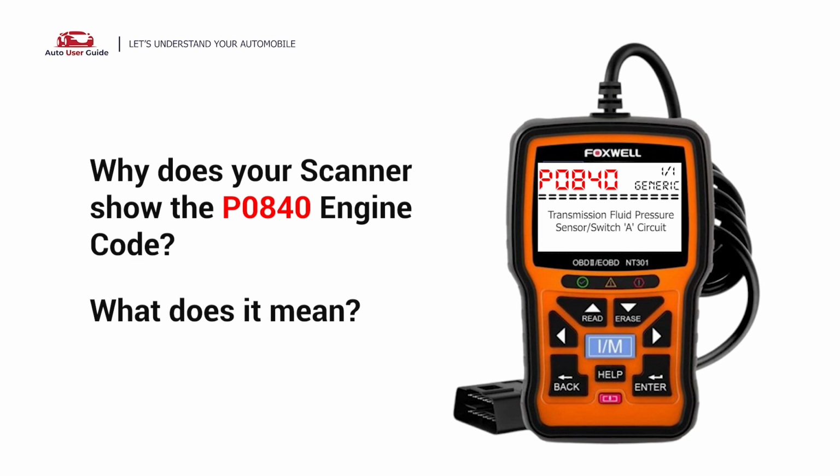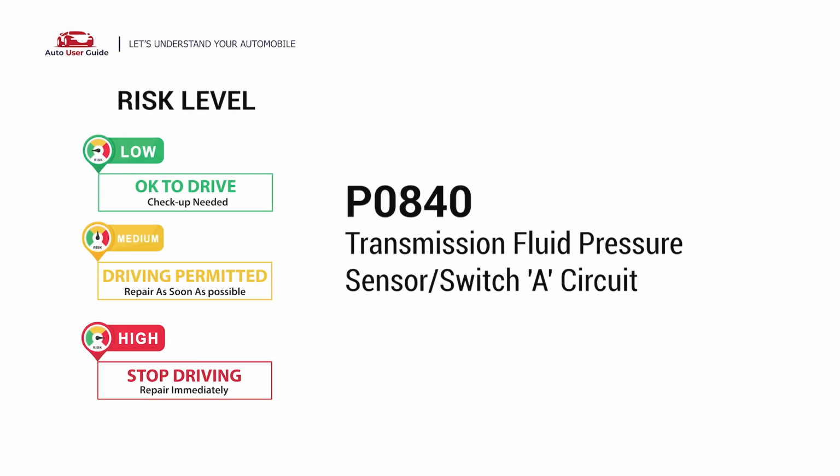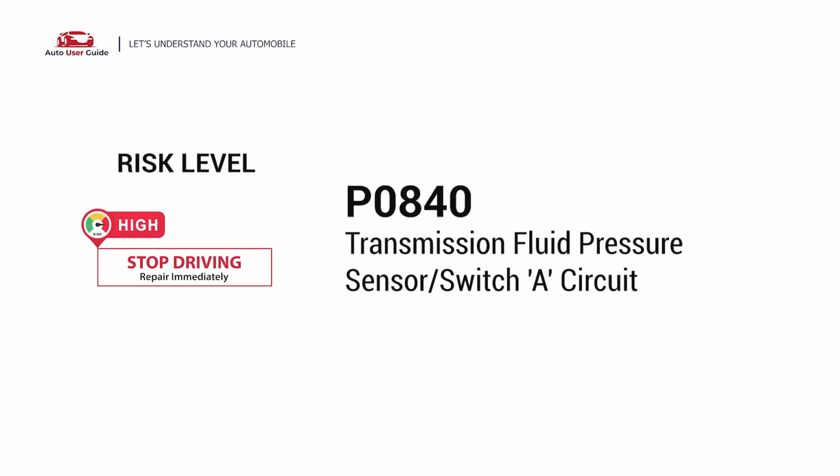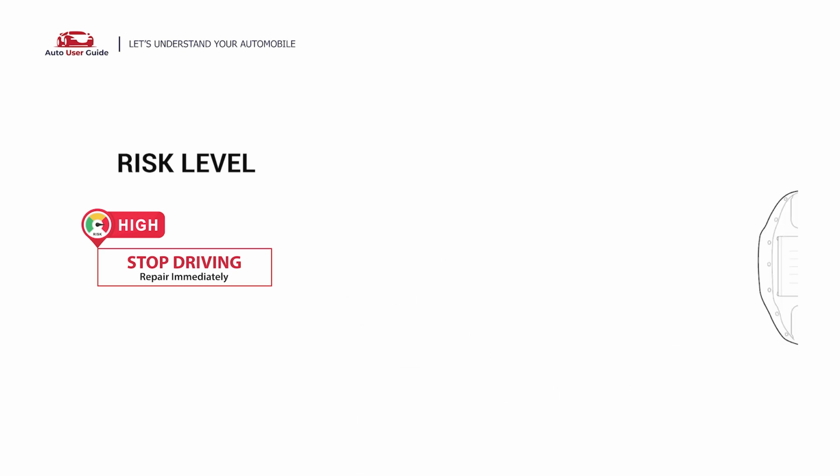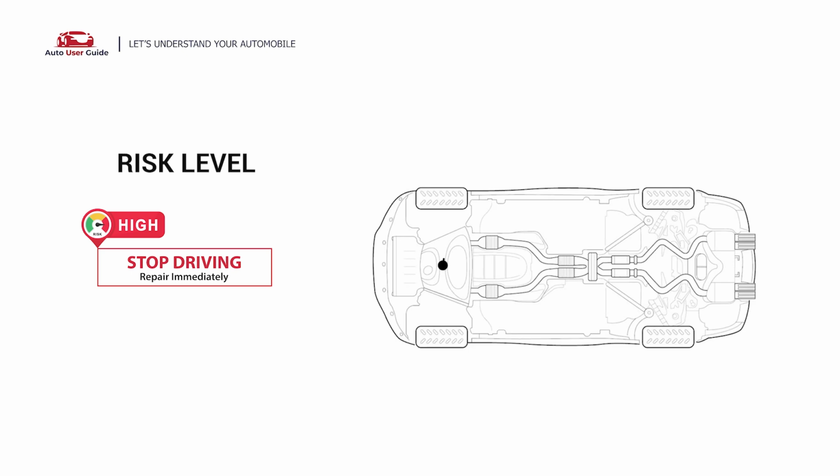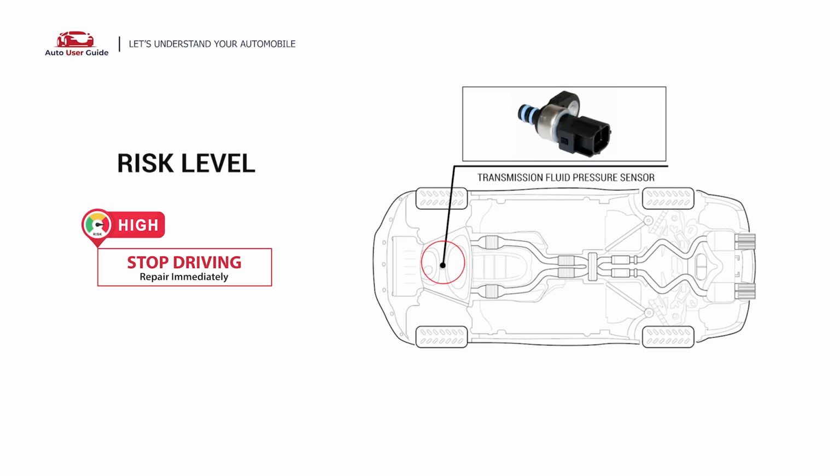Why does your scanner show the P0840 engine code? What does it mean? P0840 is a diagnostic trouble code for transmission fluid pressure sensor, or switch A circuit. It indicates there's an issue with the electrical signal or functionality of the sensor that monitors transmission fluid pressure. Under this circumstance, stop driving and repair your vehicle immediately.